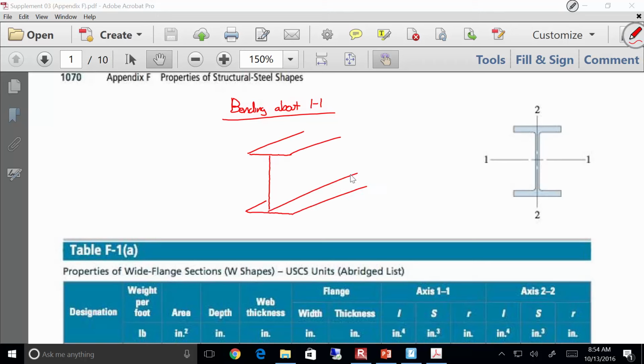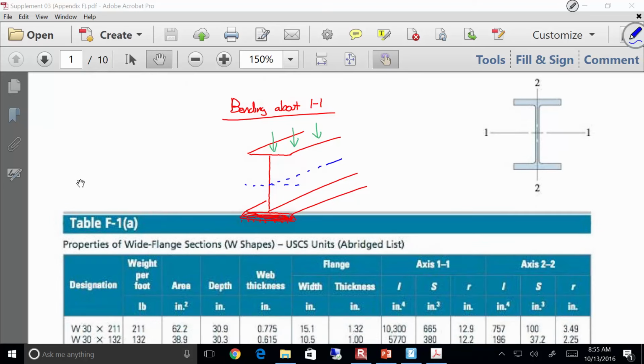Bending about 1-1 would be something like this, and we've got our supports. Something like this, and we have our load being subjected like this. In other words, the beam is being bent the way it wants to be bent. Make sense? That is what we call the strong axis, okay?